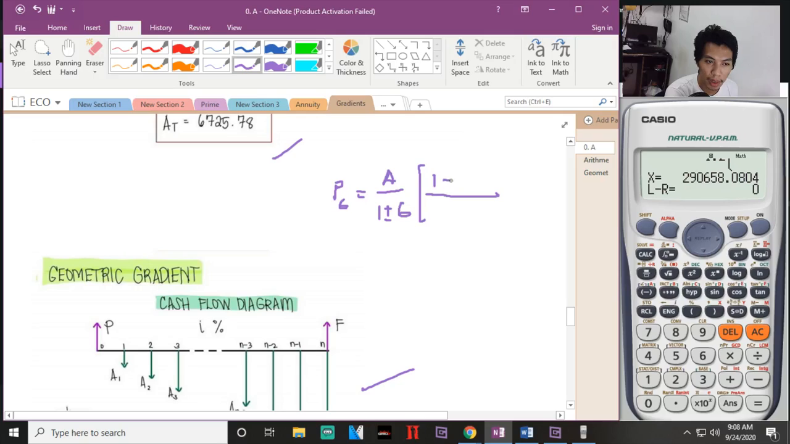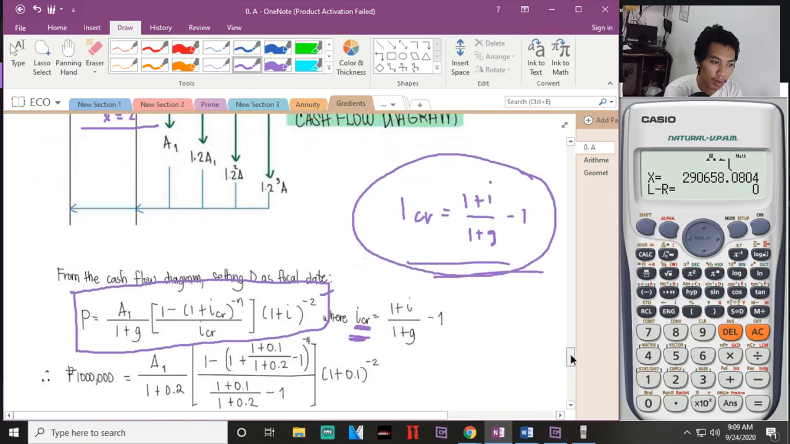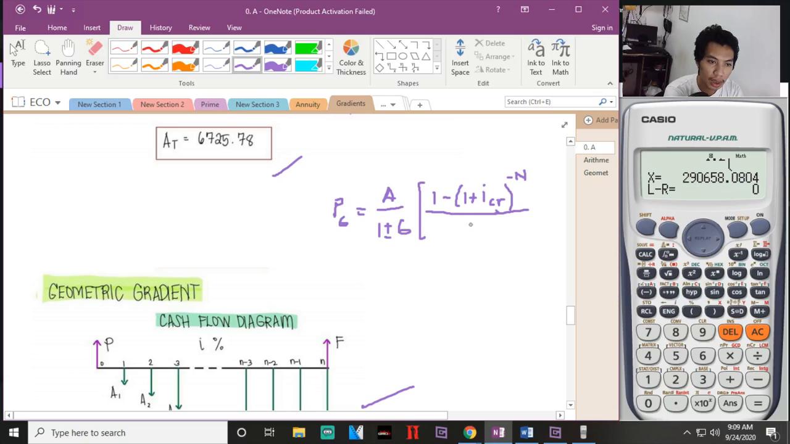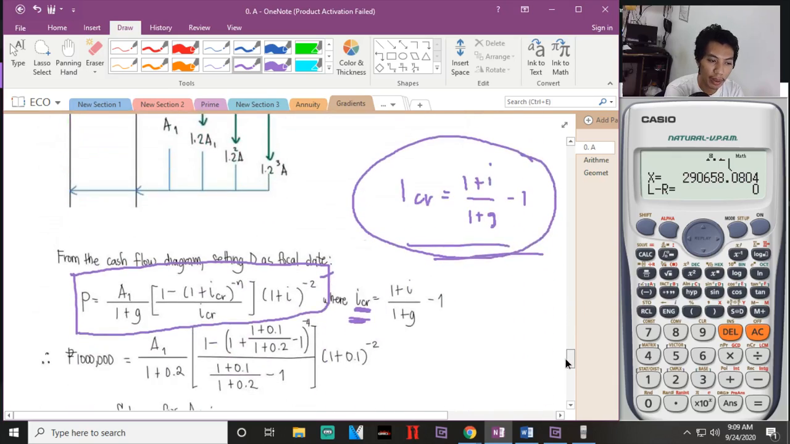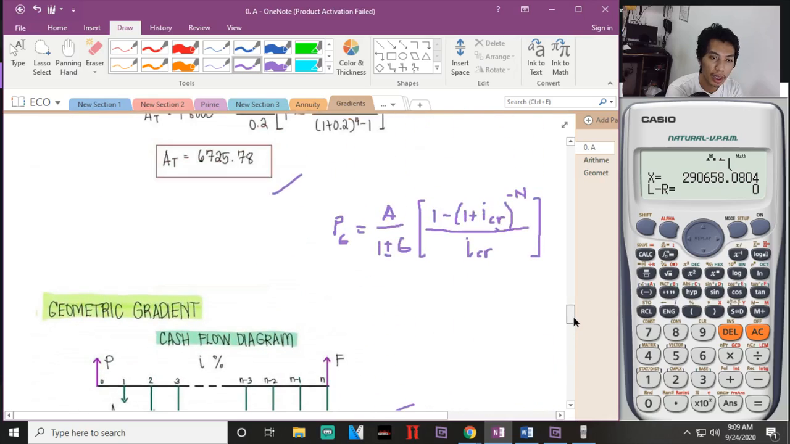1 minus (1 plus ICR) raised to negative N over ICR. Hindi nyo kailangan yung multiply ng deferred. Nagkaroon lang siya ng multiplier na deferred kasi meron nga siyang deferment. Okay? Ito lang yung geometric gradient.